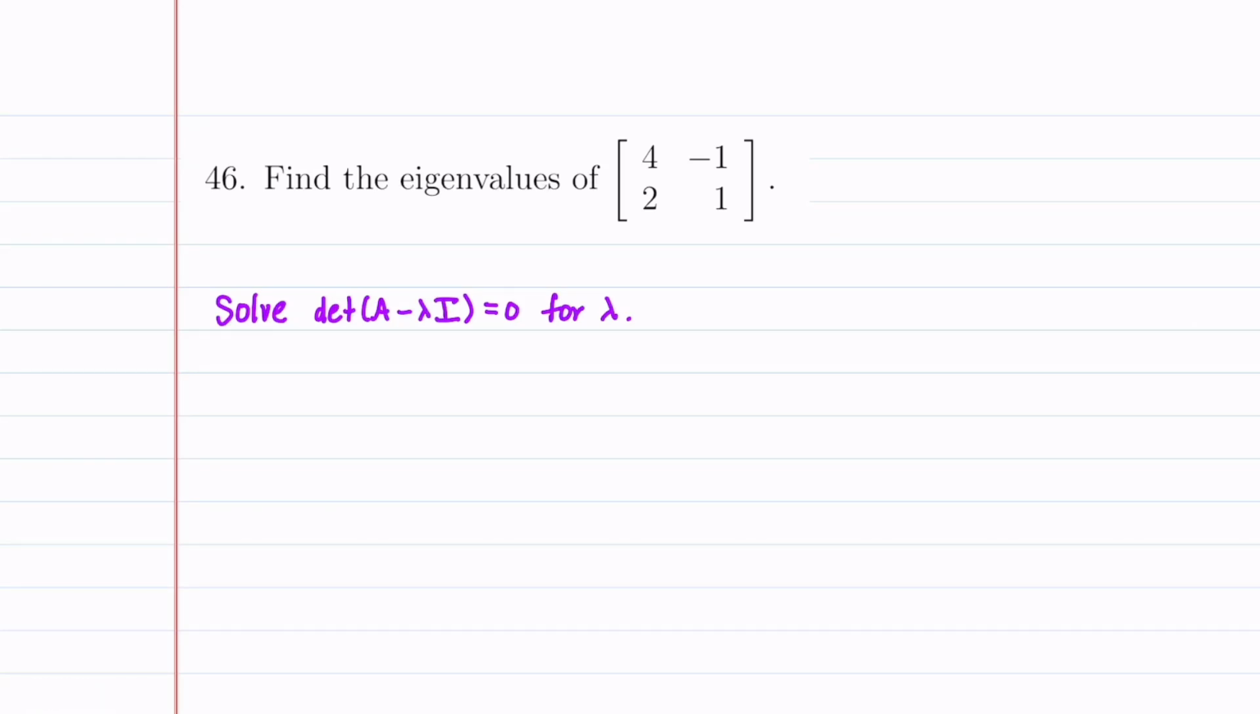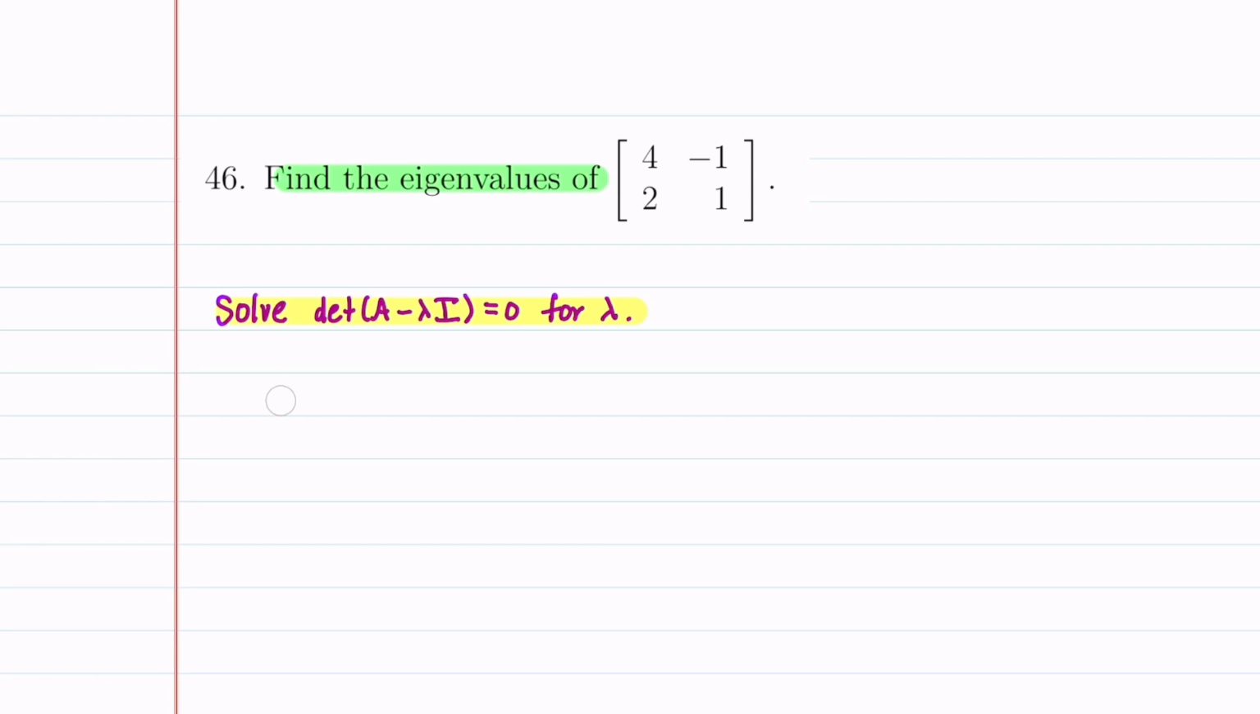In this question, we're asked to find the eigenvalues of this given matrix, and it's a 2 by 2 matrix. We're going to solve this problem by solving the equation determinant of A minus lambda I is equal to 0 for lambda. And then lambda is going to be our eigenvalues. Let's go ahead and set this up.